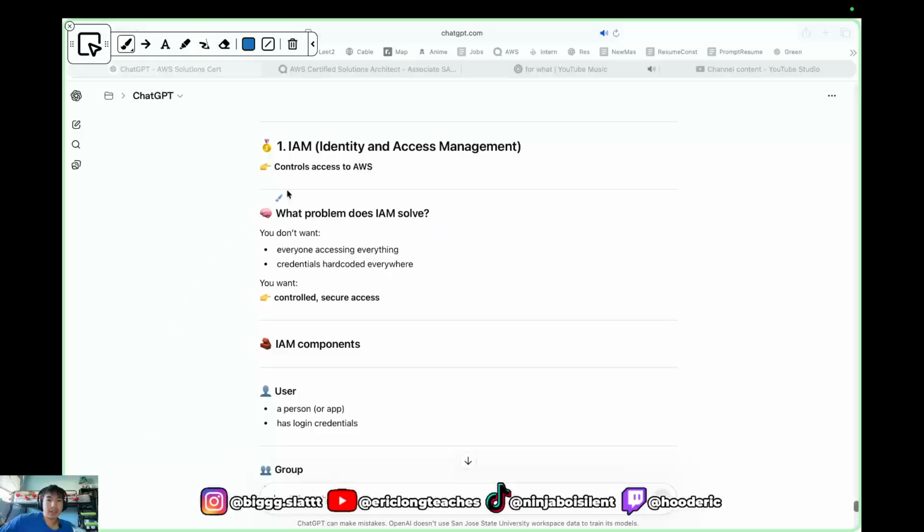Okay, let's go through the first one. IAM stands for identity and access management. So what problem does IAM solve? Well, we don't want everyone accessing everything, and we don't want credentials to be hard coded literally everywhere. We want controlled and secure access.